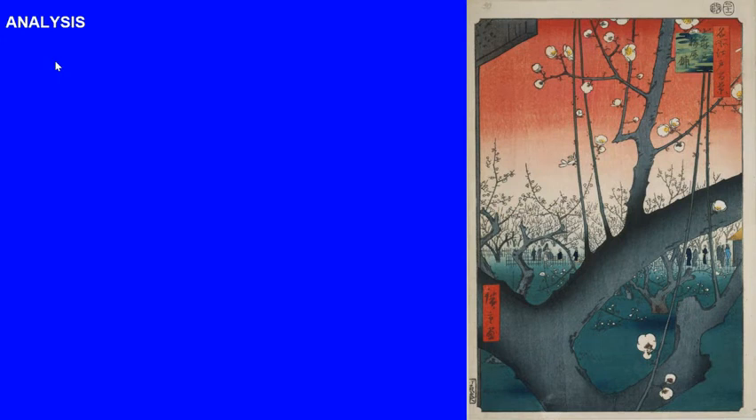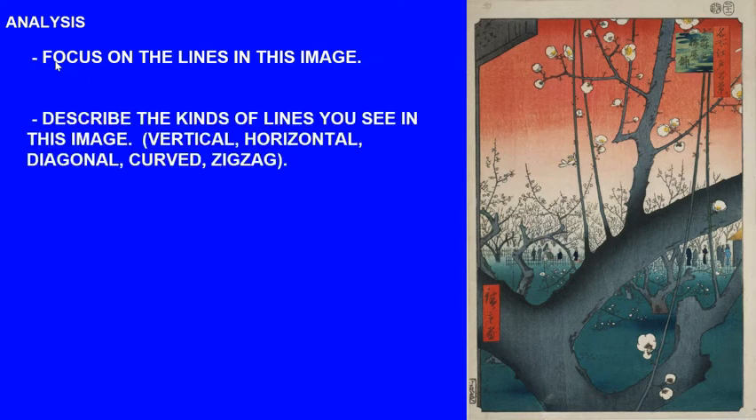All right, the next step is analysis. And what I want you to do when you analyze this artwork is to focus on the lines in this image. I've been teaching you guys about line. I want you to analyze the lines in this image. So describe the kinds of lines that you see. Are they vertical, horizontal, diagonal, curved, zigzag? What directions do they go? And what makes the lines?